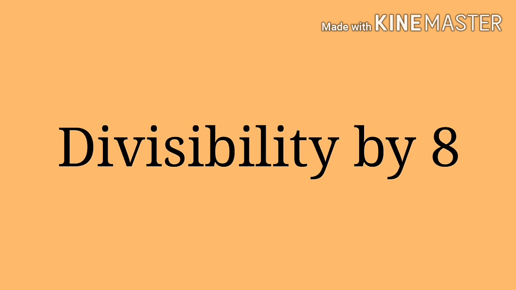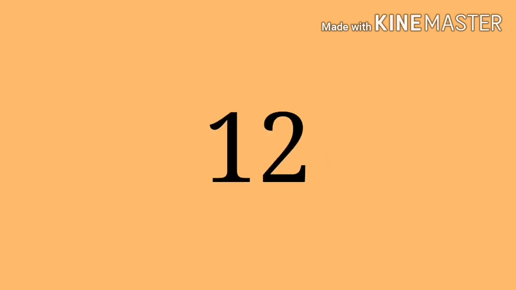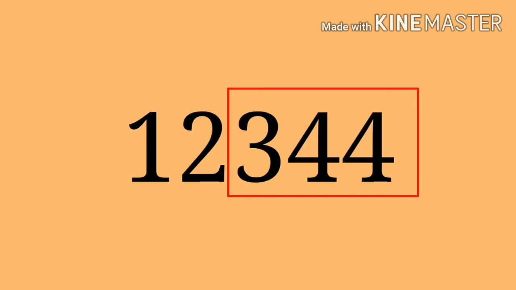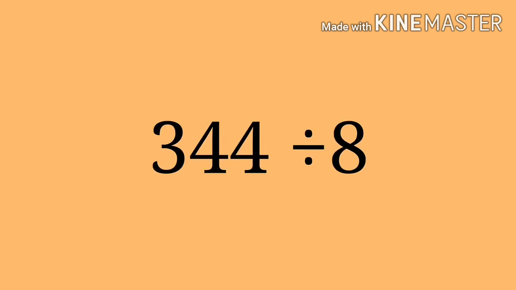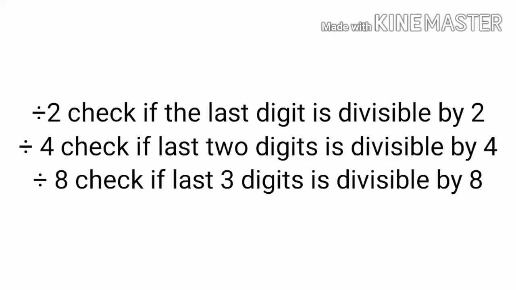Divisibility by 8. 8 is equal to 2 cubed. The exponent 3 says that if the last three digits of a given number are divisible by 8, then the given number is divisible by 8. Let's summarize what we have learned.